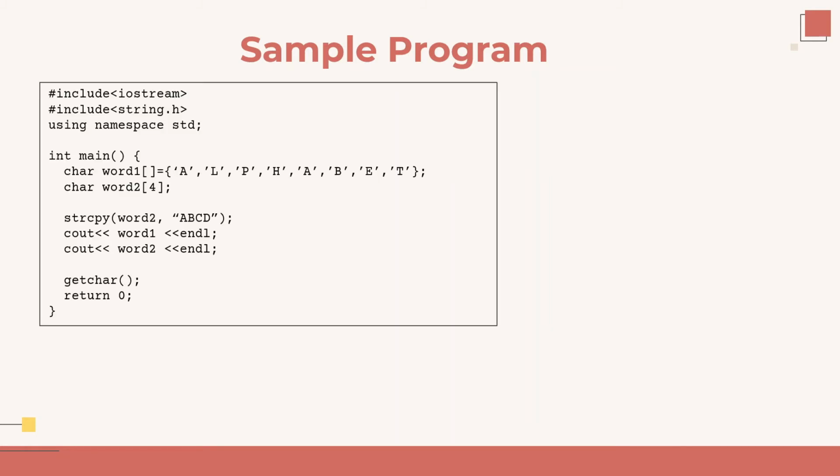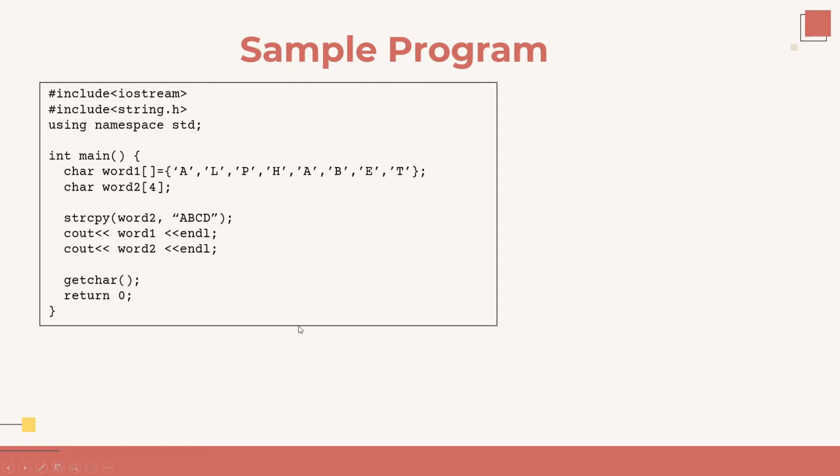Then I will show you the sample program. In this program, there are two arrays. First is word1, which contains the characters A, L, P, H, A, B, E, and T. And the second array is word2. This is an empty array with a length of 4 elements. In the previous example, the first output is the string alphabet, printed by printing each element using a for loop.